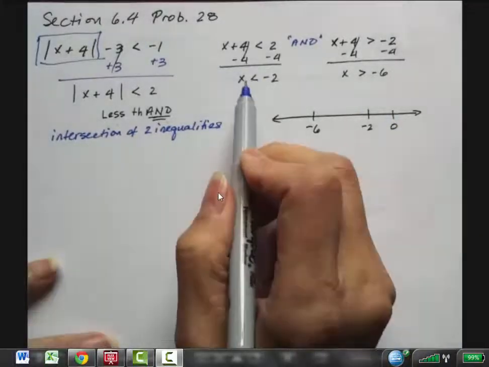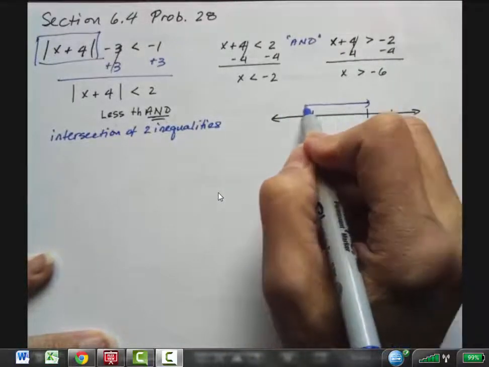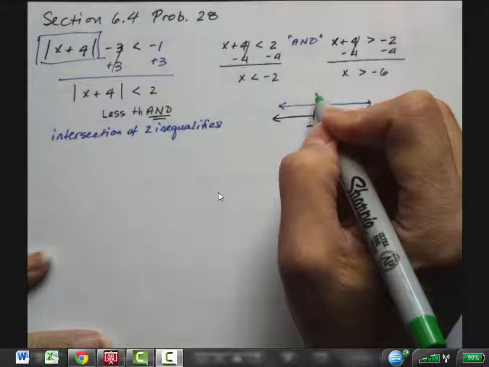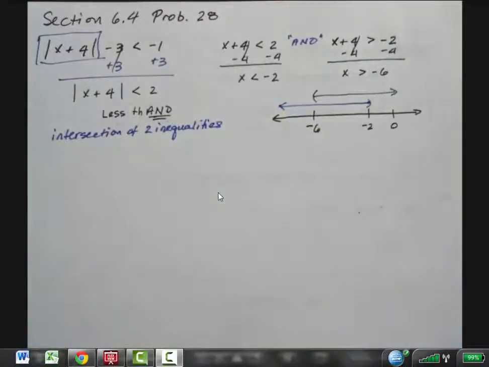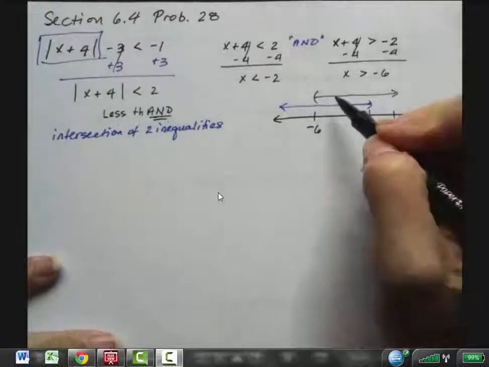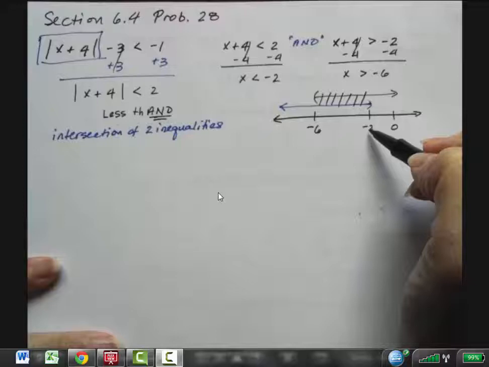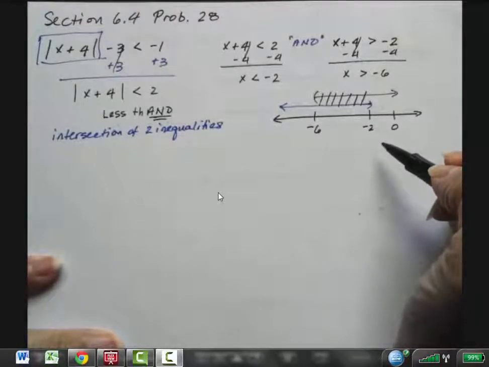So x is less than negative 2. So that's an open bracket, and I'm going to be going to the left. And then x is greater than negative 6. I'm going to start at negative 6, not including it, and go to the right. And I'm looking for the intersection of the 2 graphs, and that's going to be between negative 6 and negative 2, not including negative 6 or negative 2.